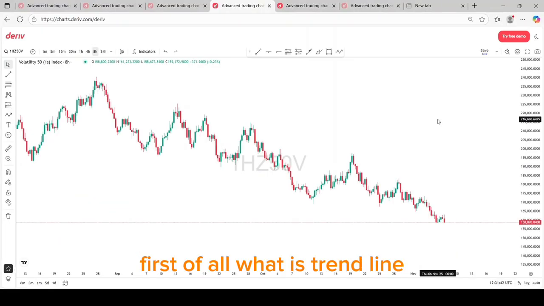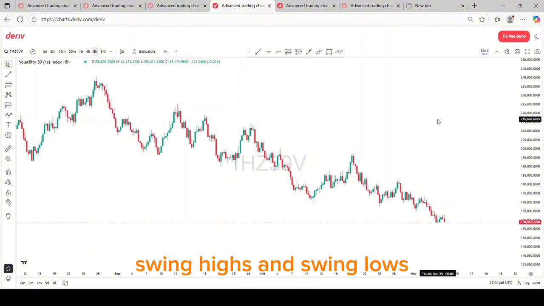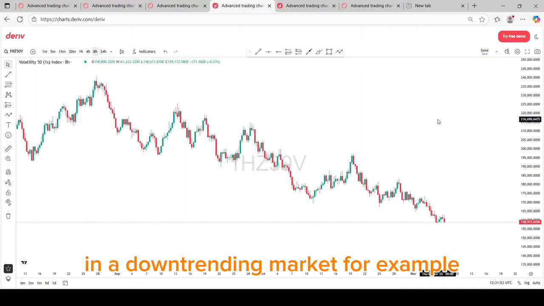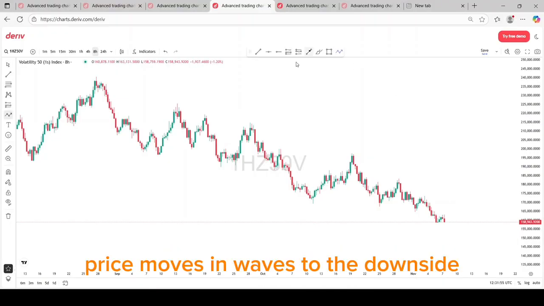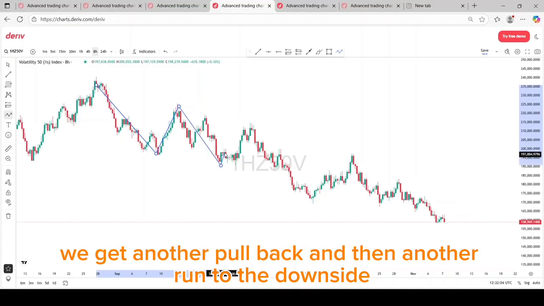First of all, what is a trend line? A trend line is a tool we use to highlight and connect swing highs and swing lows during a trending market. It marks out support and resistance levels. In a downtrending market, for example, price moves in waves to the downside, makes a pullback, and then makes another run to the downside. We get another pullback and then another run to the downside.